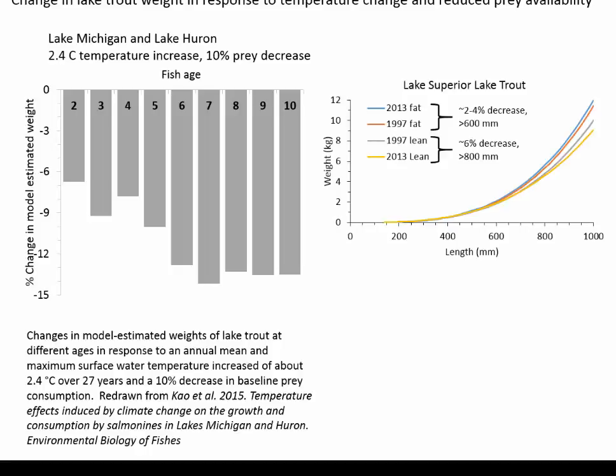And this is that same weight to length relationship, and for larger fish, we've seen about a 2 to 4% decrease in estimated weight at length for fats, and about a 6% decrease in leans. So it matches these results. They're in the ballpark of their modeled results.